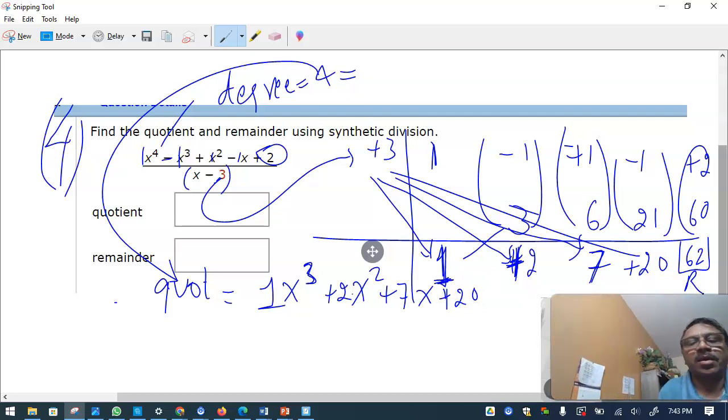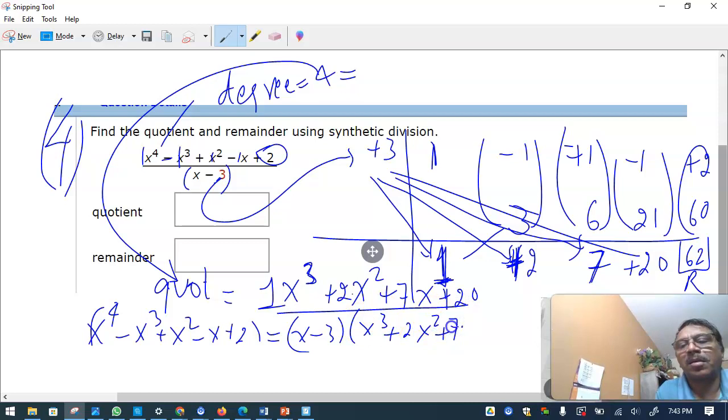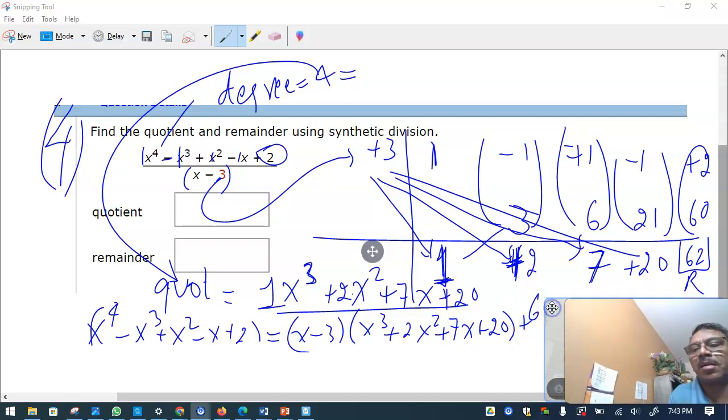But I want to write it also in the Euclidean form, that is the dividend, that means you have x raised to 4 minus x cubed. So the dividend is the divisor, in this case x minus 3, times the quotient that we have, this whole cubic, and the remainder is plus 62, and we are done.